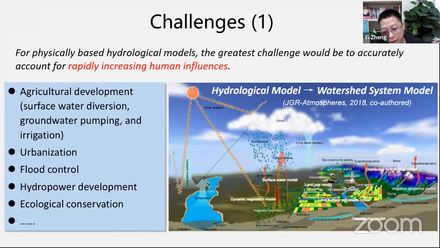So, hydrological modeling is now facing many challenges, which are also research opportunities. In this lecture, I will talk about 3 of them. First, for physically based modeling, the greatest challenge will be to accurately account for rapidly increasing human influences, such as agricultural development, urbanization, flood control, hydropower development, ecological conservation, etc. In a paper I co-authored recently, we argued that the next generation hydrological models should represent the co-evolution of the human-water nexus, which can be called watershed system models.